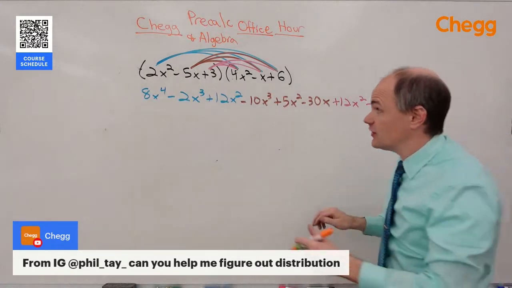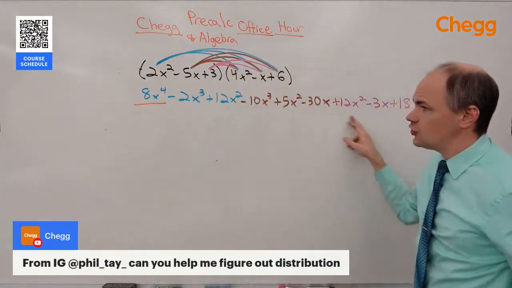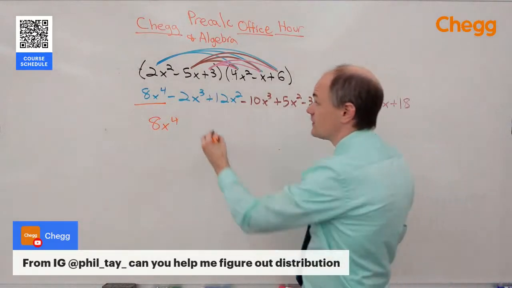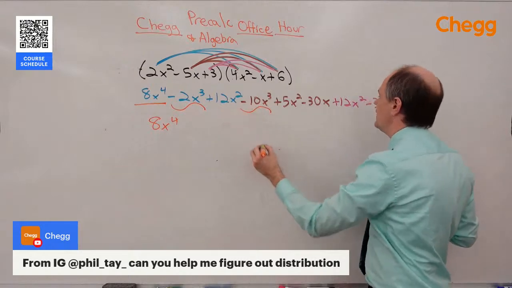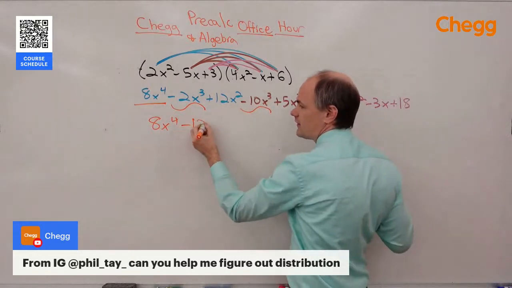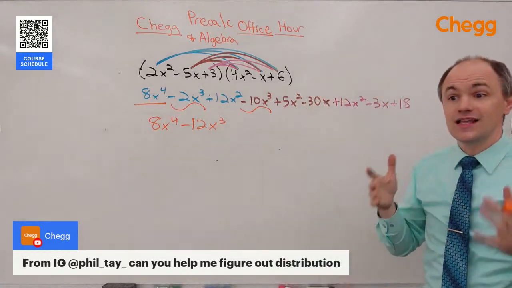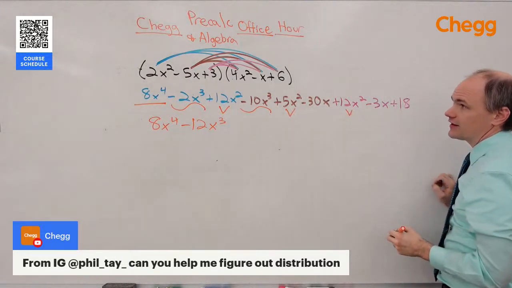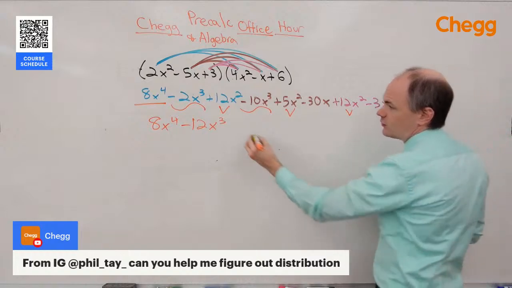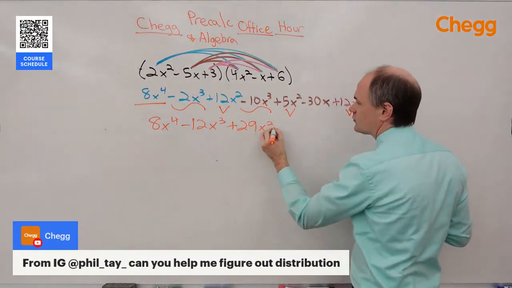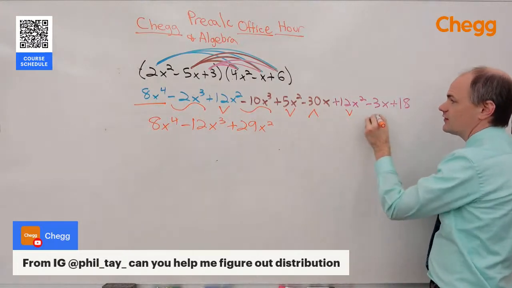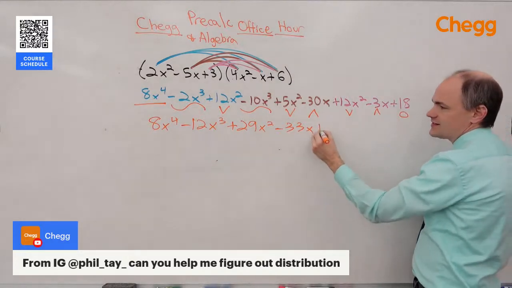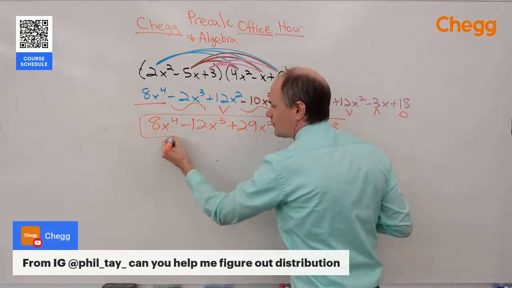And now all I have to do is look for like terms. This guy has a 4th power on it. There's no more 4th powers, so 8x to the 4th is in my final answer. Let's look for cubes. -2x cubed, -10x cubed. That's going to give me -12 of these x cubes. Let's look for squares. 12x squared plus 5x squared plus 12x squared. That's 24 plus 5 is 29. 29x squared. Looking at x's, -30x, -3, that's -33x. And finally, we've got the +18 at the end. And that's what we get when we multiply this out.